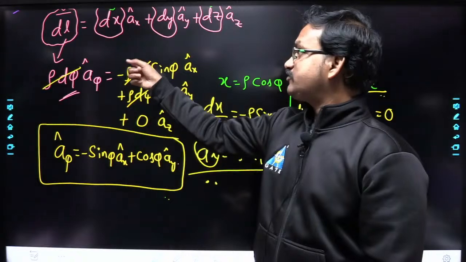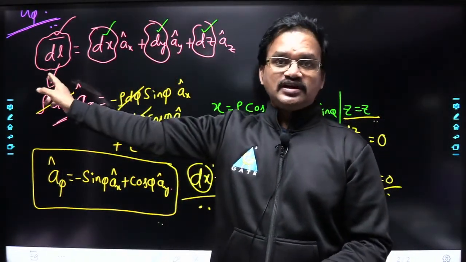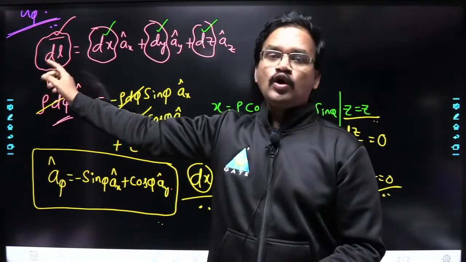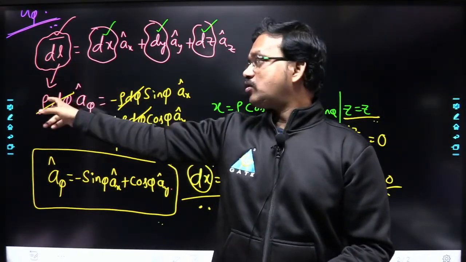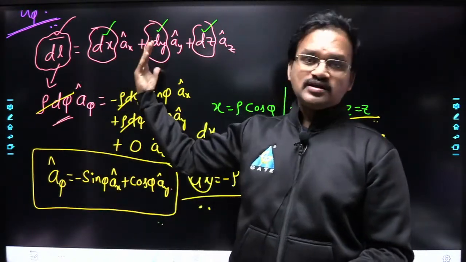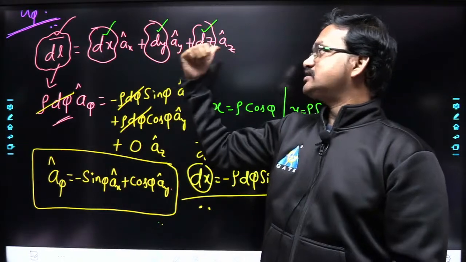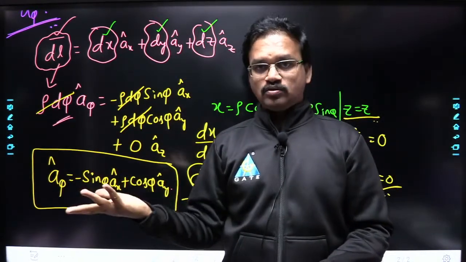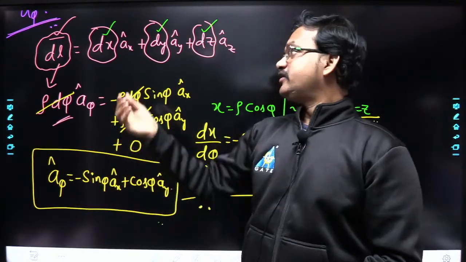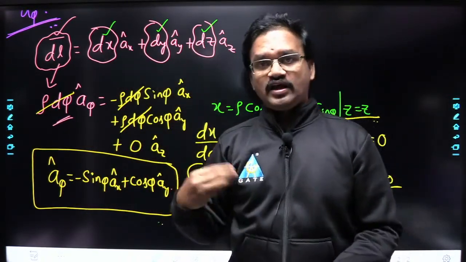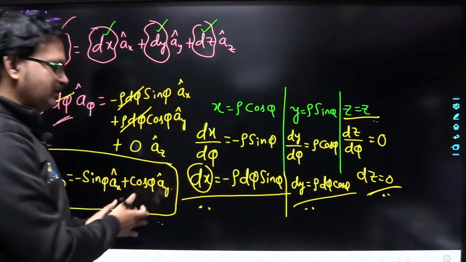Write down the differential length dl bar in this manner. Understood? On the LHS, determine the differential length by varying only rho; you will get d rho a rho cap. By varying only phi, you are going to get rho d phi a phi cap. Do the same analysis on the RHS also. That is, determine dx, dy and dz values by varying only rho if you want to determine a rho cap. If you want to determine a phi cap, you have to determine dx, dy, dz by varying only phi. Understood? I have explained clearly how we have to do that.